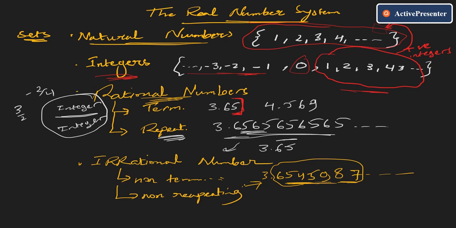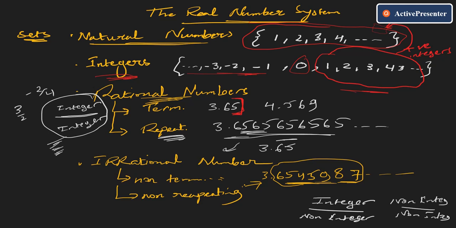Or you can say also, if you are not dividing an integer by an integer, then you have an irrational number. Say, let's say non-integer over non-integer, or any other form that is not an integer over an integer, then it should be an irrational number.